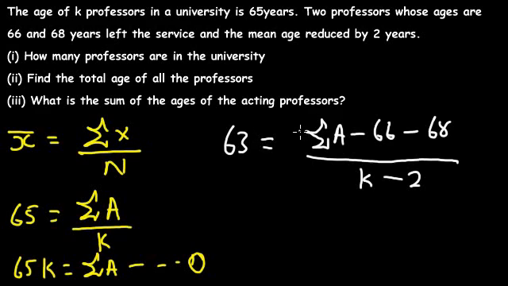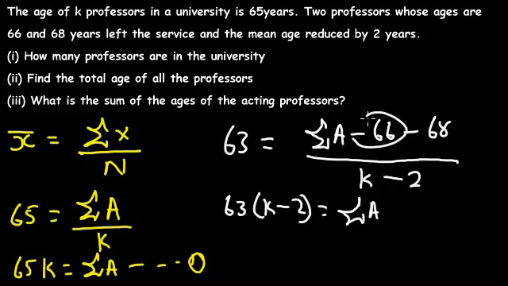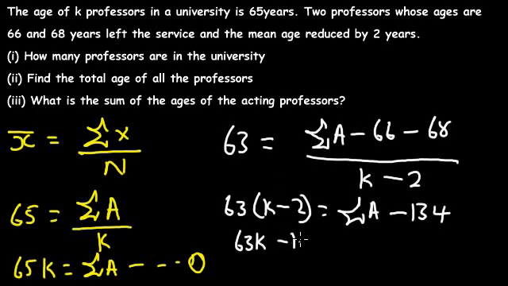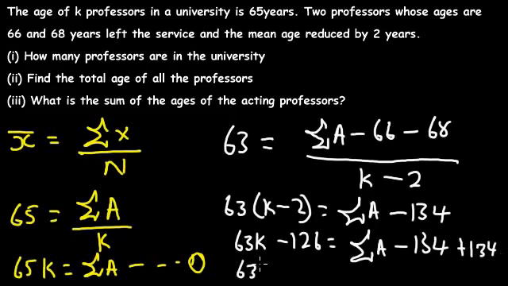Now just like before, let's solve for the summation of x. If we multiply both sides by k minus 2, we have 63 multiplied by k minus 2 equals the summation of x, we just leave that down, minus 66 minus 68. What would that be? That gives us minus 134. Now let's expand this parenthesis. 63 times k gives us 63k. Now 63 times negative 2 gives us negative 126 equals the summation of x minus 134. Now if we add 134 to both sides, we can clearly say that 63k minus 126 plus 134 is equal to the summation of x.